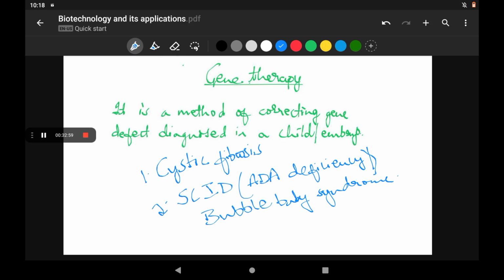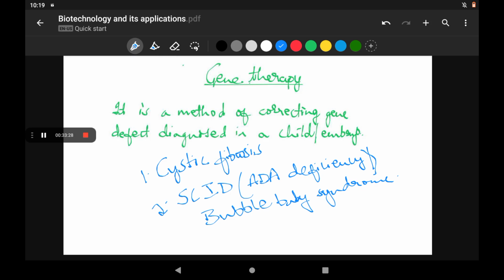But in the near future, gene therapy might be a method of providing solutions at the root level and rectifying the root cause of any of the disorders. So as of now, you should remember these two examples in your textbook. ADA deficiency has been covered, adenosine deaminase deficiency. So what is SCID? Severe combined immunodeficiency disorder.